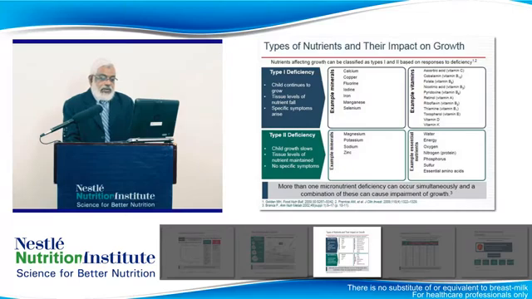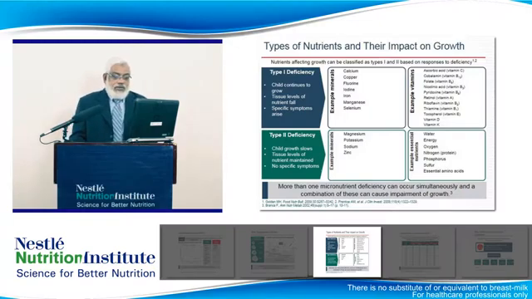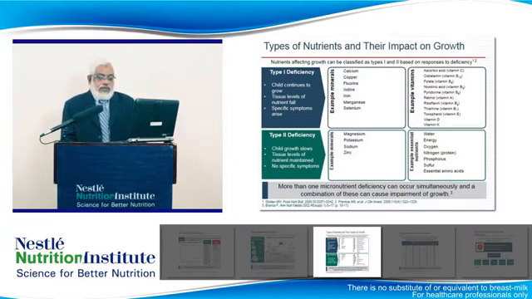Nutrients affecting growth can be classified as type 1 and type 2 based on response to deficiency. More than one micronutrient deficiency can occur simultaneously, and a combination of these can cause impairment of growth. In type 1 deficiency, the child continues to grow, tissue levels of the nutrient fall, and specific symptoms arise. In type 2 deficiency, the child grows slowly and tissue levels of the nutrient are maintained, with no specific symptoms.